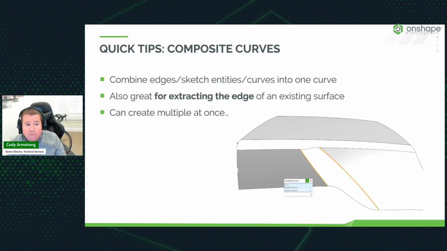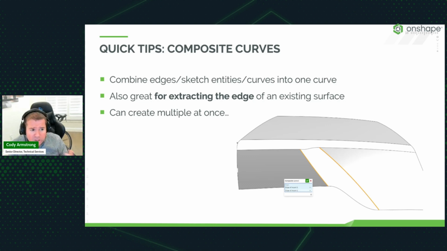And the first tip that I have for you is composite curves. Composite curves combines curves or sketch entities or other edges into a single curve. And so if you need a curve that is the composition of edges and curves and sketch geometry, composite curve is the tool for you. One thing that I think a lot of people don't realize is you can actually use composite curves to extract edges of existing surfaces, which gets really neat when you start to extend those surfaces or retract those surfaces.